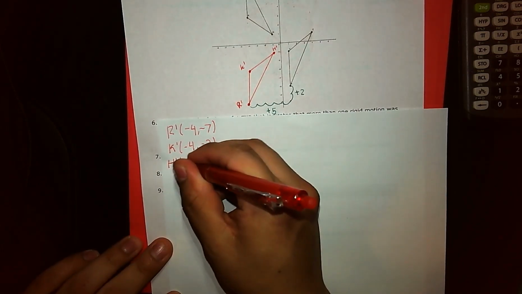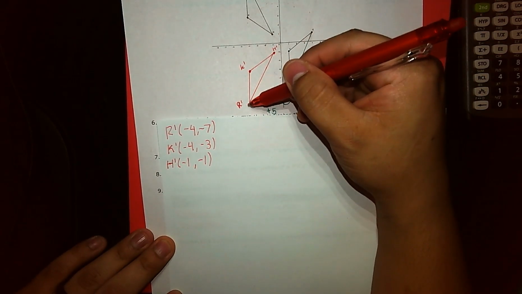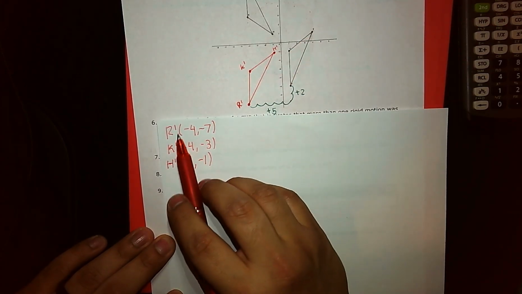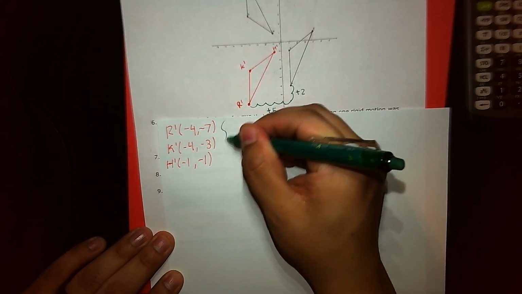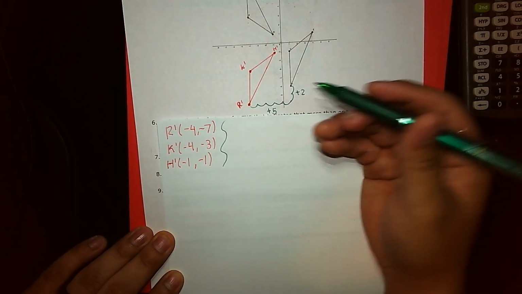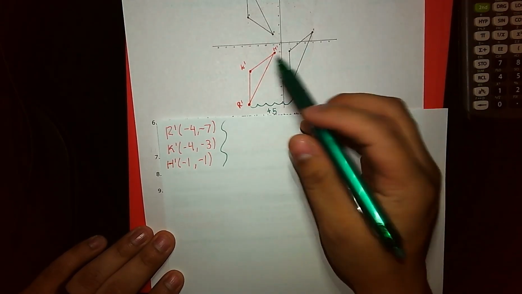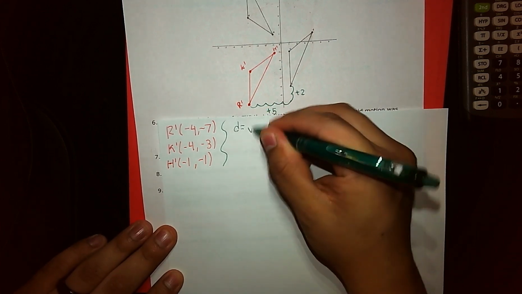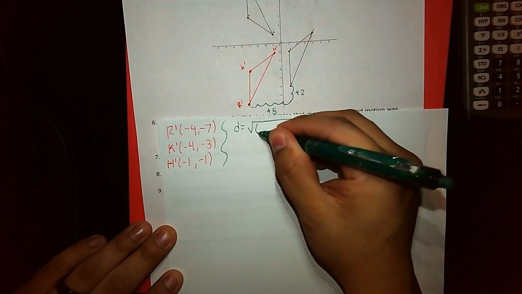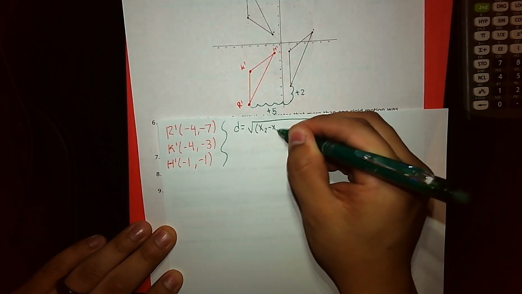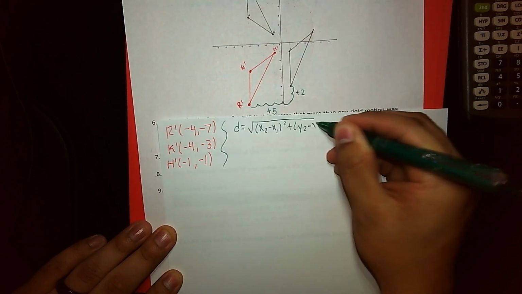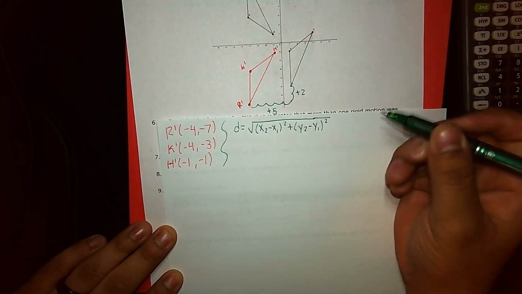So what we're going to do here is I'm going to find the distance between R prime and K prime first, okay? R prime and K prime, all right? And again, we're just going to apply our distance formula. So I guess this is going to be another distance formula lesson here. So remember, the distance formula is equal to the square root of the changes in X values squared plus the changes in Y values squared. All right, so we're just going to plug in.